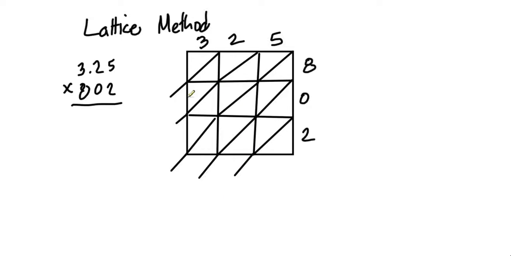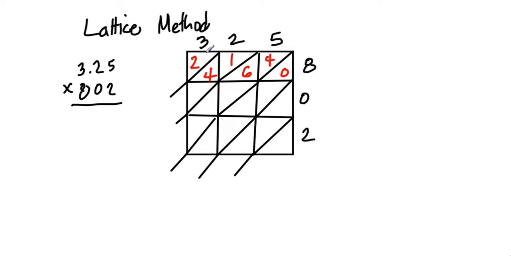Let's start. In the lattice method, in each square, the top triangle represents the tens place, and the bottom triangle represents the ones place of your product. For example, 3 times 8 is 24, so I put 2 for the tens place and 4 for the ones place. 2 times 8 is 16. Tens place is 1, and the ones place is 6. We continue to do the same thing. 5 times 8 is 40. Another beauty of the lattice method is you can multiply whichever 2 digits you want first. It won't matter.